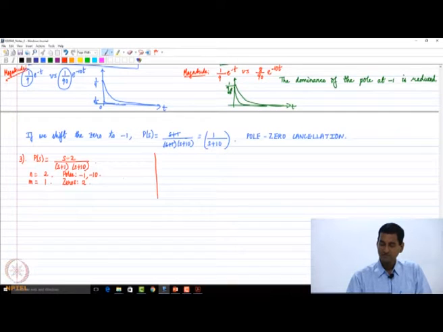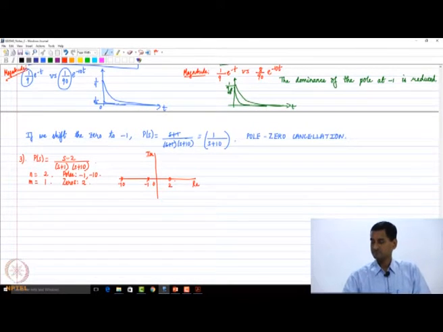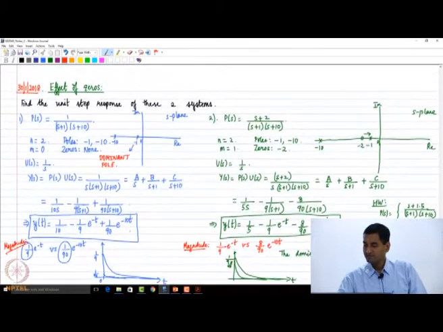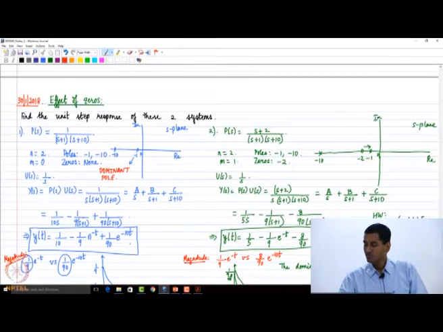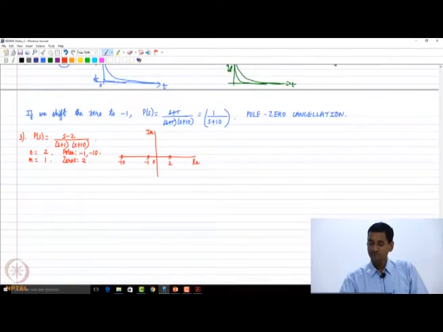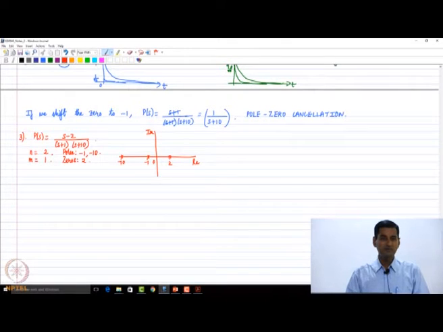So if we plot this, the poles are at -1 and -10. The 0 is at 2 now. Okay, previously the 0 was at -2. What we have done is that we have taken it to 2. Okay, that's what we have done. Okay, please calculate the unit step response and let me know what happens.